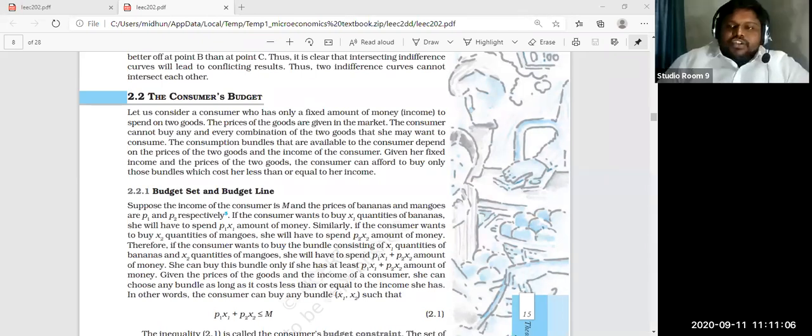In this case, income is 20 rupees only, but related with the price fluctuation, the price of banana decreased to 1 rupee and the price of mango also decreased to 2 rupees. And what will happen here? What will happen here?